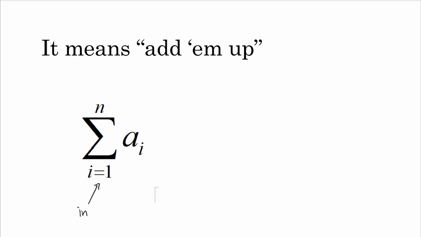This is called our index. It's telling us where to start. And then up here, this is where the index ends. And this is our formula, whatever it might be, for the ith term. Okay. Let's just see an example of it written another way.